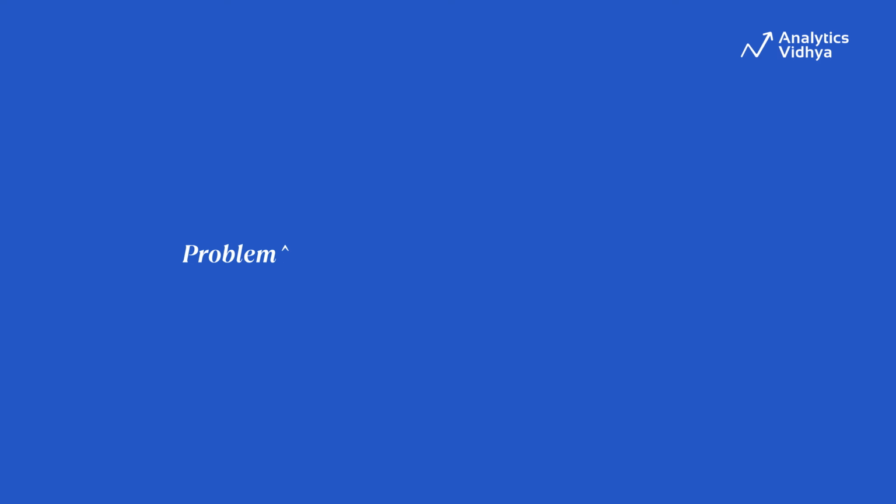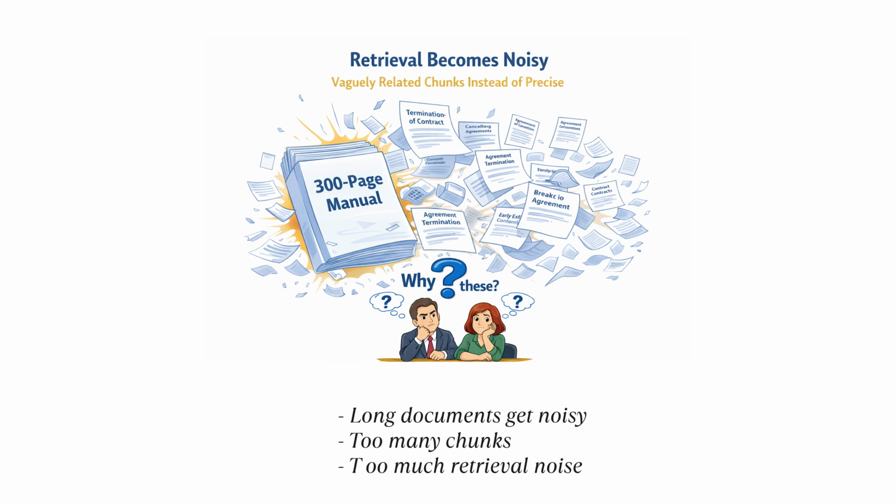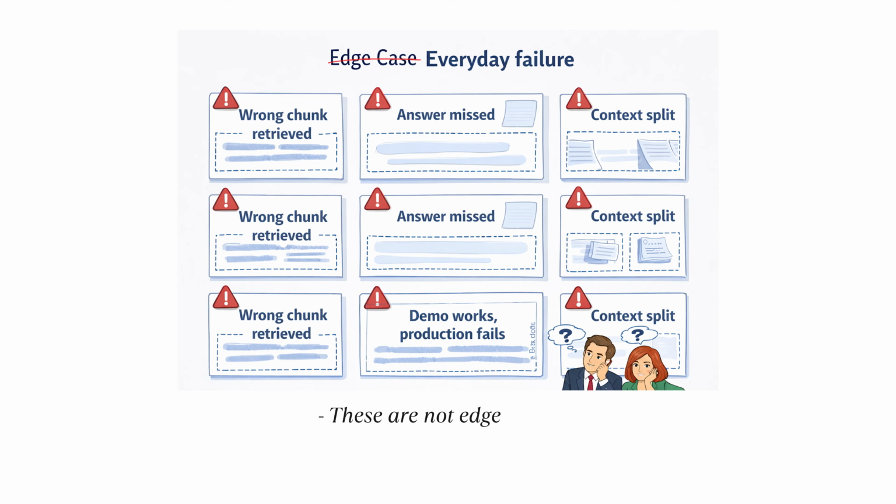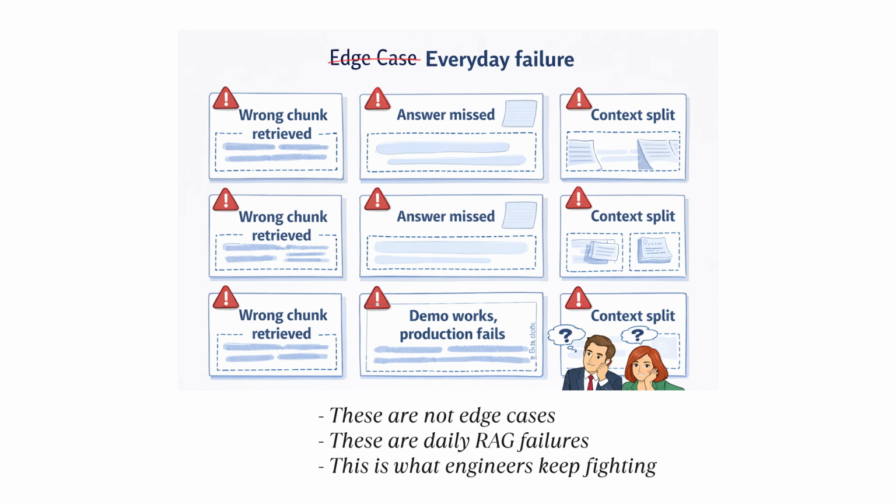Problem number 4. It doesn't scale to long documents. With a 300-page technical manual with complex cross-references, the sheer number of chunks makes retrieval noisy. You end up getting chunks that are vaguely related instead of the exact section you need. These aren't edge cases. These are everyday failures that RAG engineers spend most of their time fighting with. And the reason they happen is actually pretty simple.